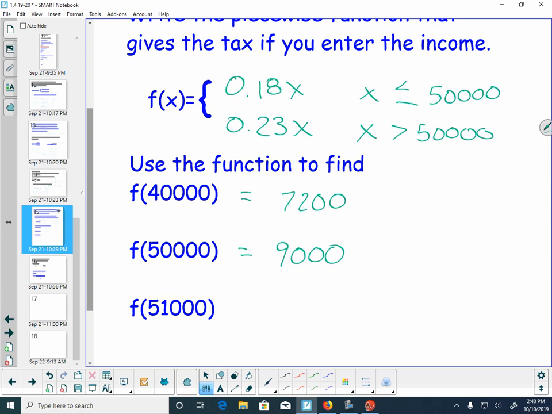What if you're making $51,000? Then you're going to pay how much here, Courtney? $11,730. Do people agree with that? Wow, you make $1,000 more dollars, you owe $2,730 more in taxes. Does that sound fair? Does not sound fair.